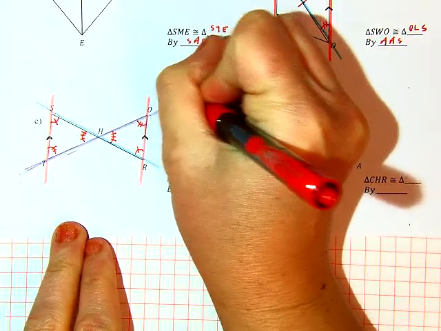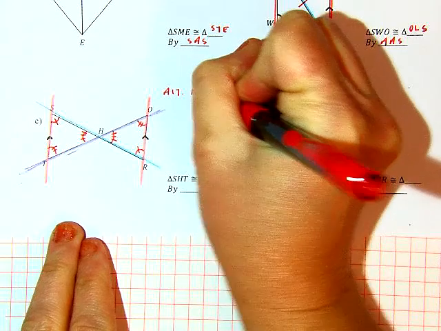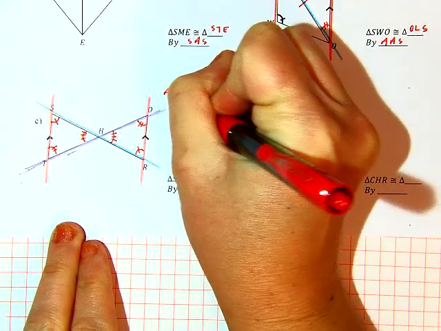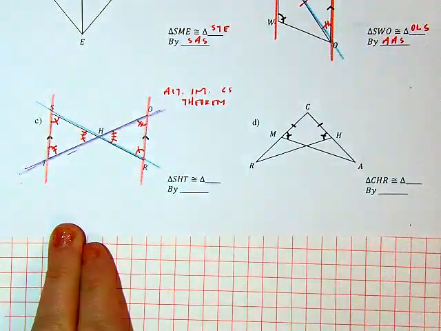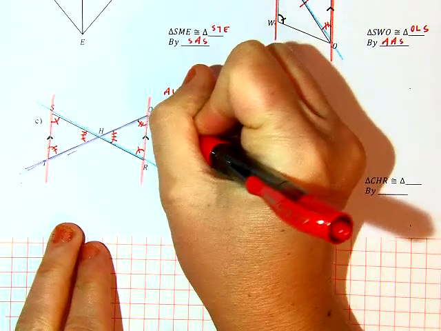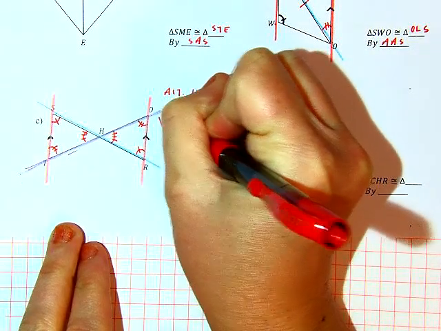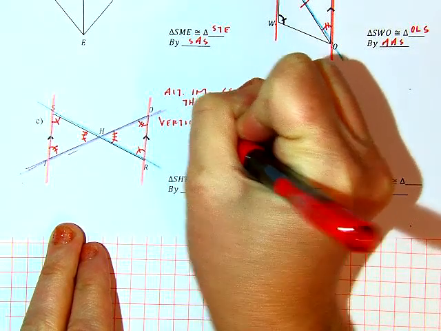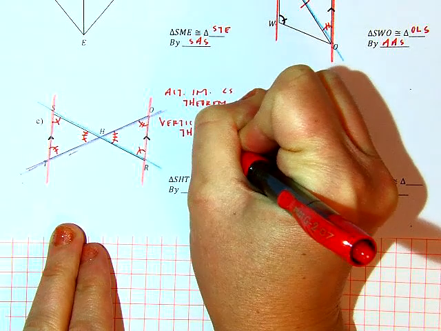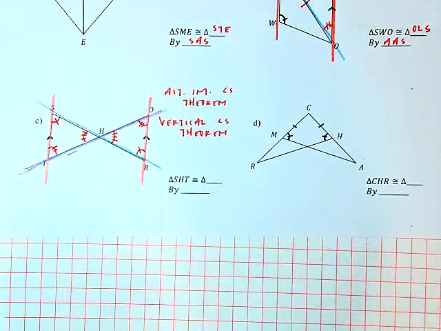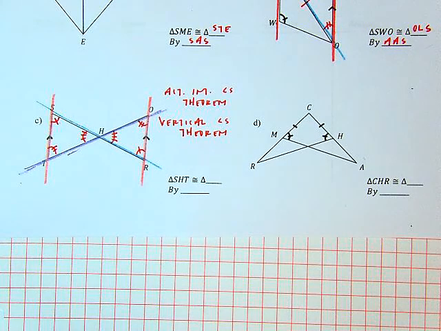Let me write that. So alternate interior angles theorem. And then I even linked up my vertical angles too. So vertical angles theorem. But what I'm stuck with here is I don't have any information about sides.